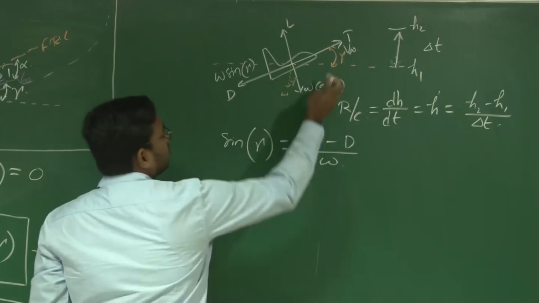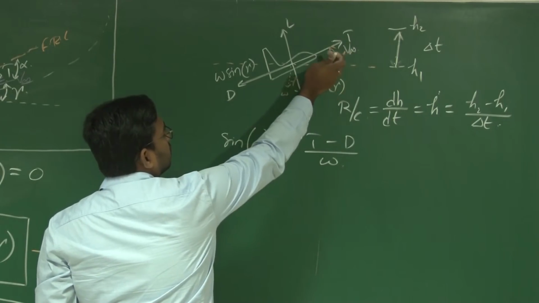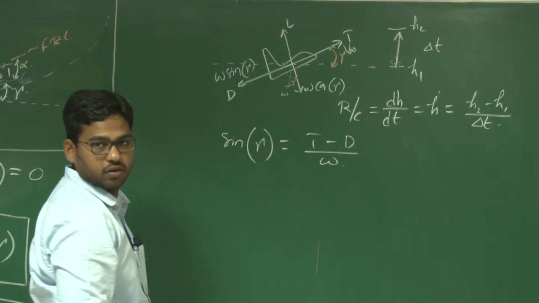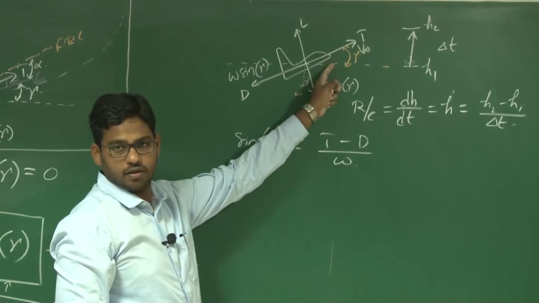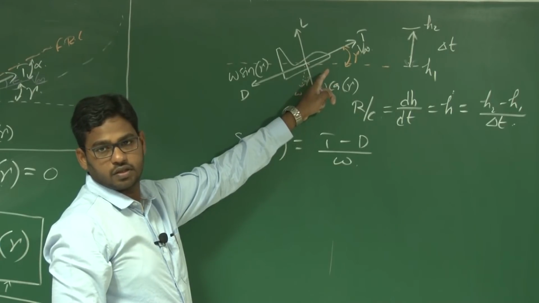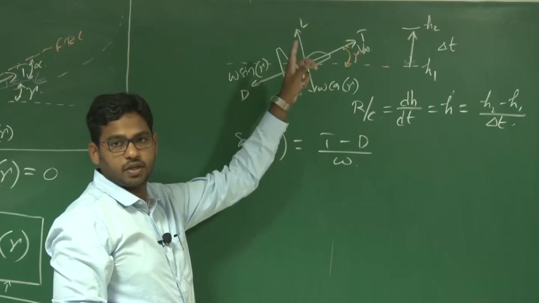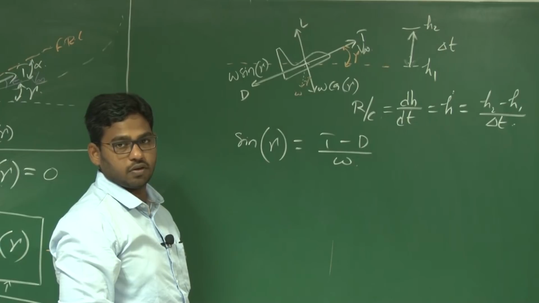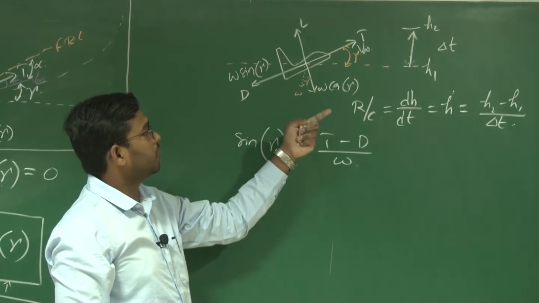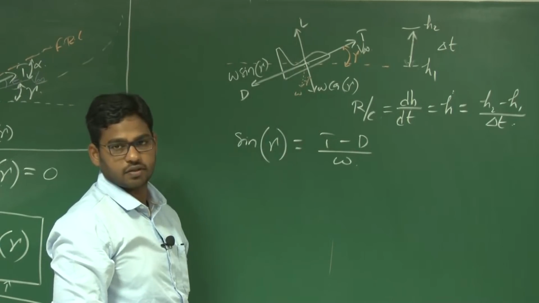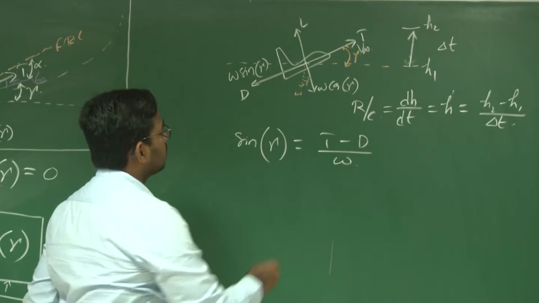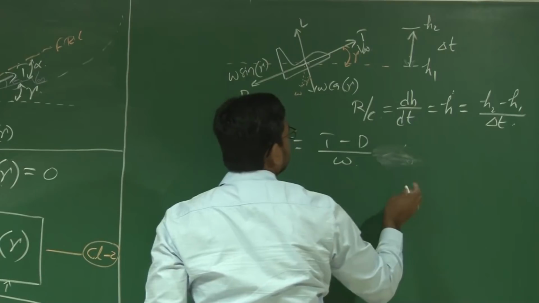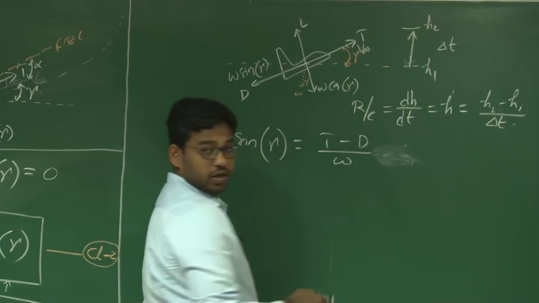Now we have V infinity of this aircraft inclined at an angle gamma. What will be the component of this velocity in the direction perpendicular to the local horizontal? What is the component of V infinity along the vertical axis? This is V infinity sin gamma, right? Am I correct or not?